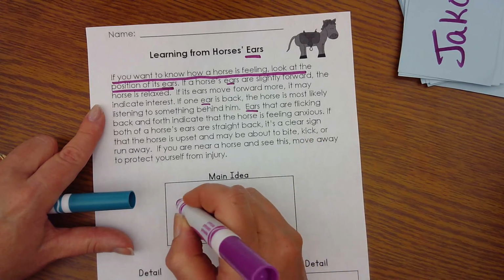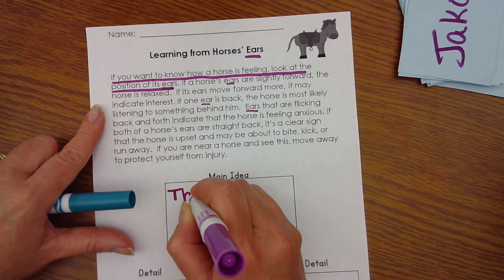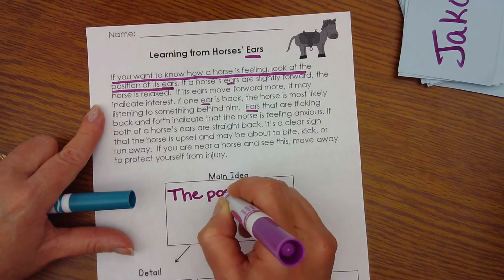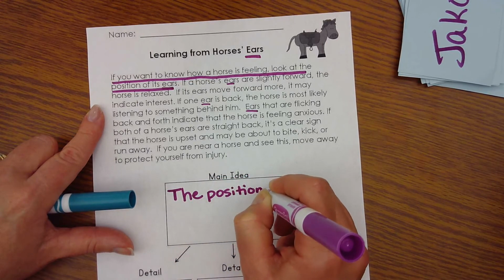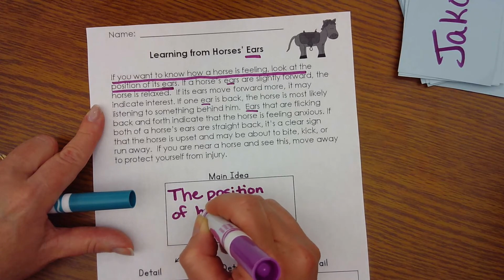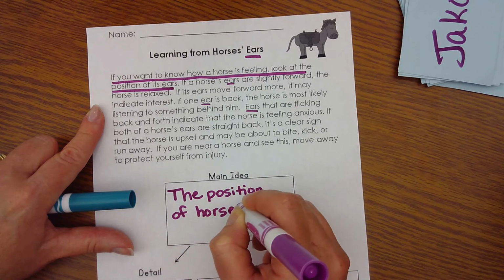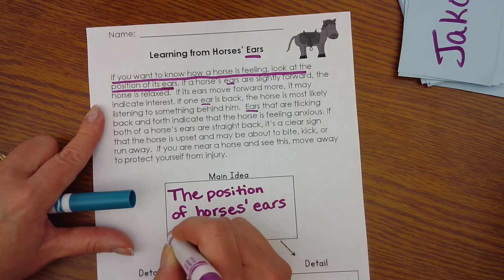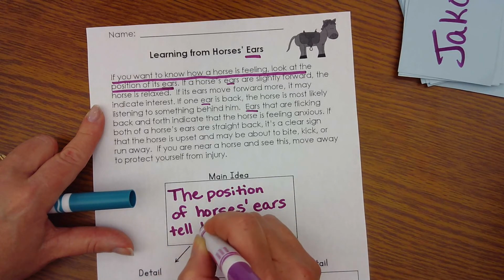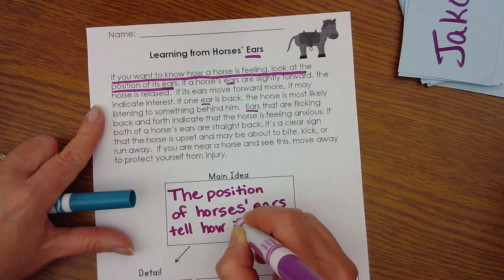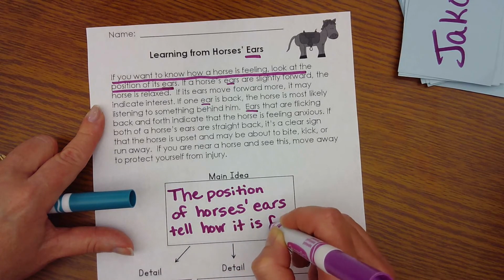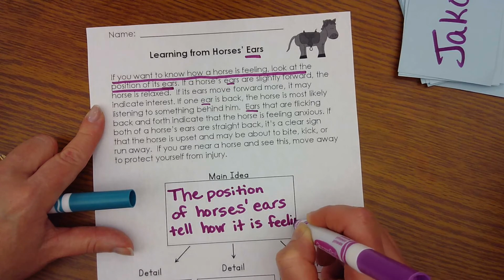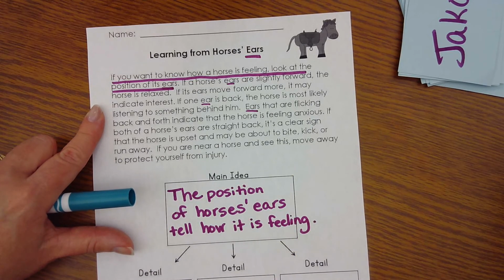It's about the position of horses' ears. Tell how it is feeling. And that's okay. I went outside of my box, and that's okay. So that is the main idea.